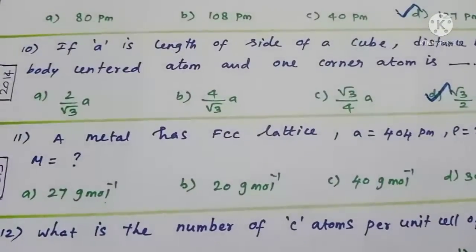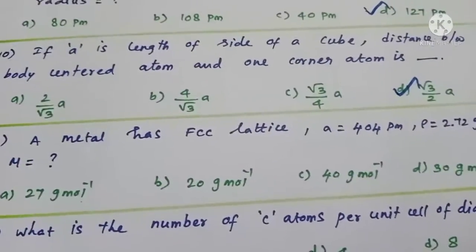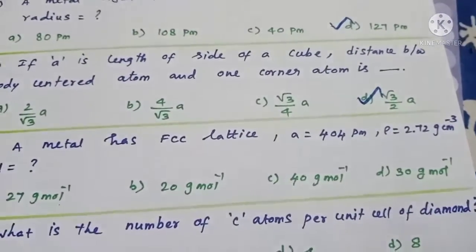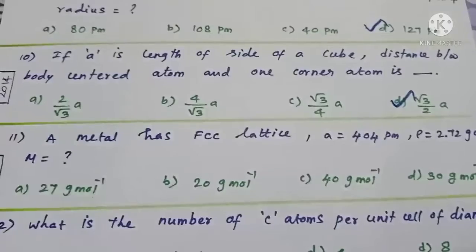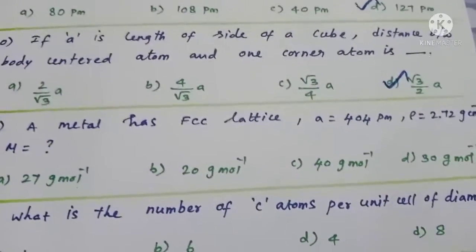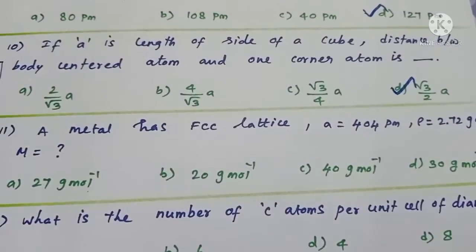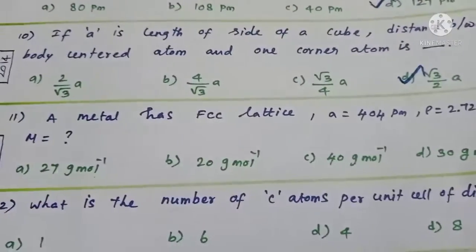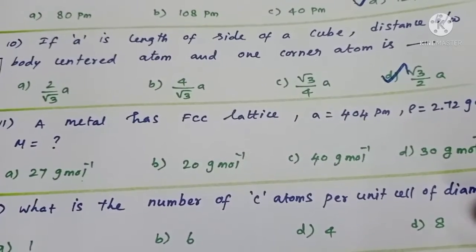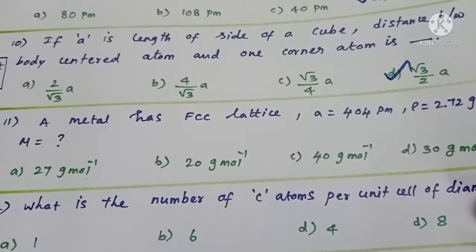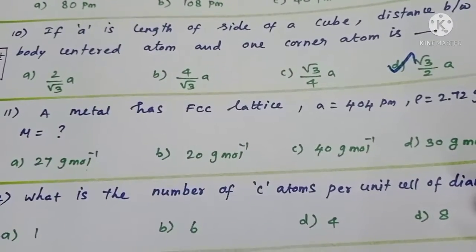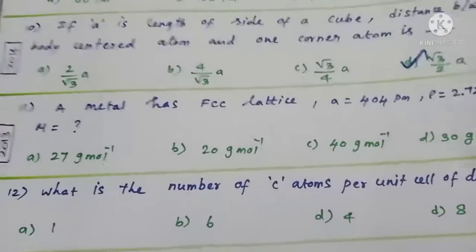A metal has an FCC lattice with edge length 404 picometer and density 2.72 gram per cubic centimeter. What is the molar mass? Even this problem is based on the density formula. So you have to find it from the given values of a as well as density. Now here it's given it is an FCC lattice, so you have to remember that the n value is 4.